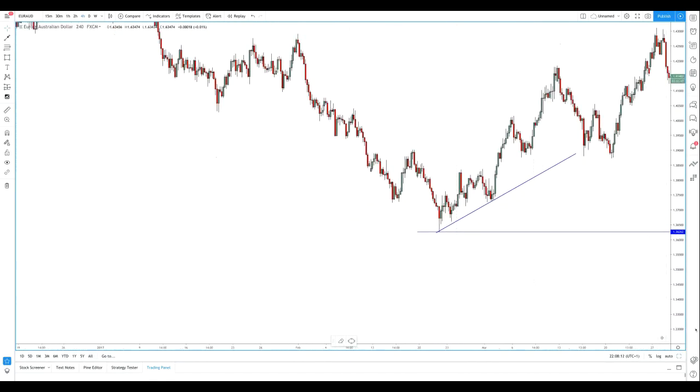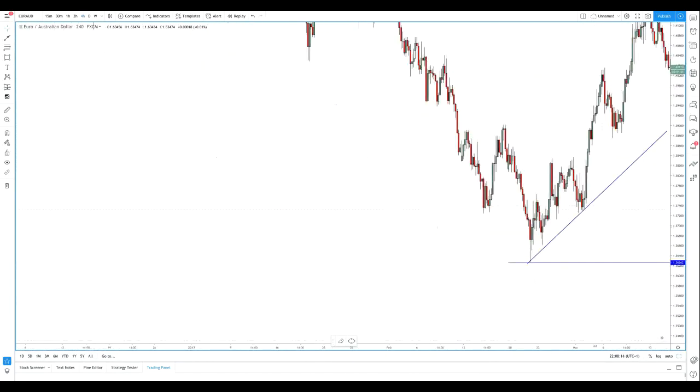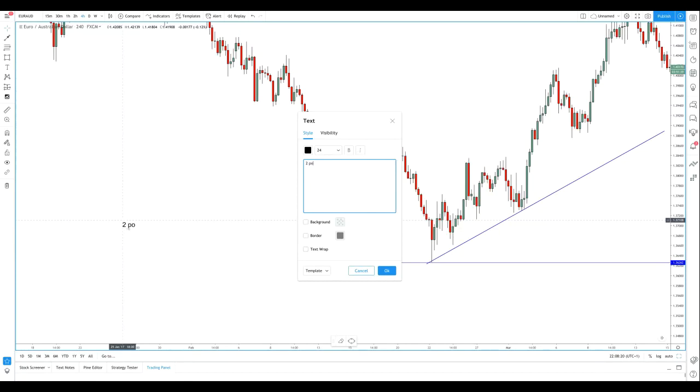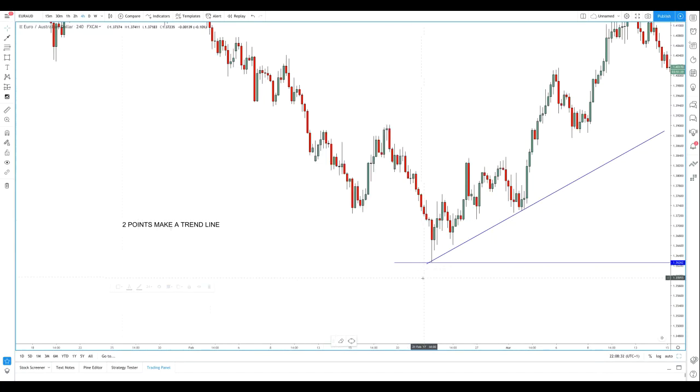So when we're finding a trend, any 2 points make a trend line. Any 2 points can make a trend.